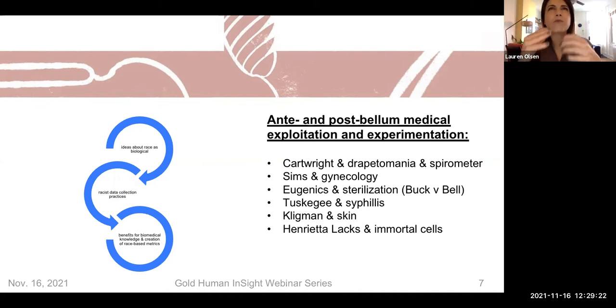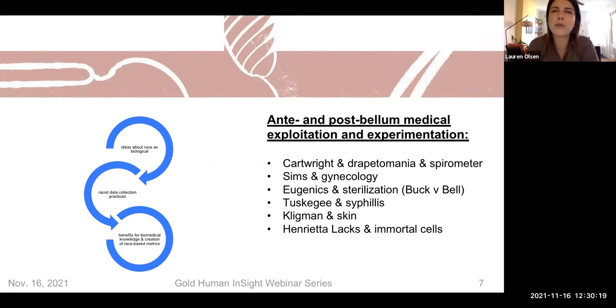And what's ironic is that this exploitation and experimentation led to benefits for biomedical knowledge writ large. They actually weren't premised on racial difference; the actual knowledge that was accrued was for all humans, but it came from these racist assumptions. On the one hand, and then on the other hand, this is the through line that we'll get to when I get into contemporary practices: these serve as the basis that there must be something biological about race. So they did lead to the creation of some race-based metrics, which I will get to.